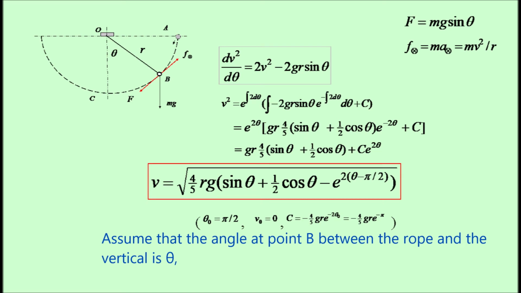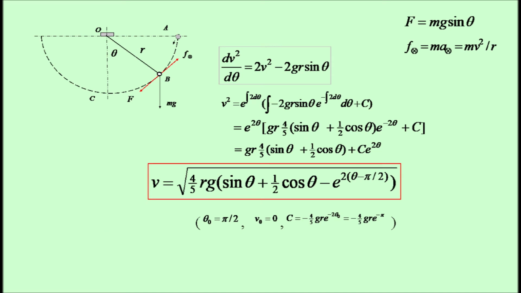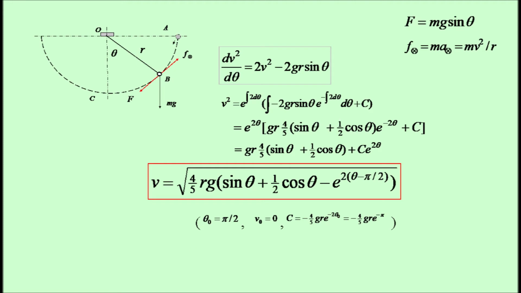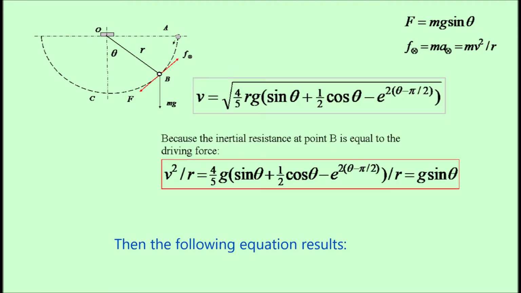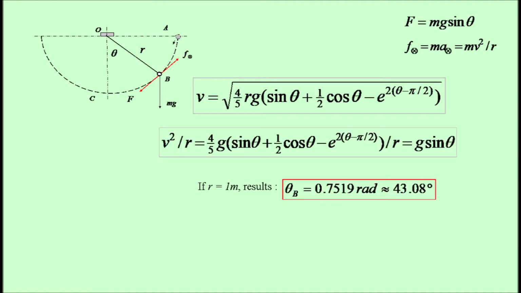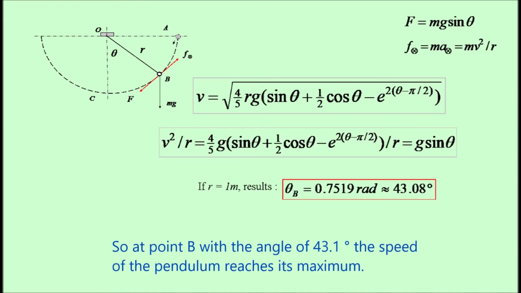Assume that the angle at point B between the rope and the vertical is theta, at which the inertial resistance is exactly as great as the driving force F. Then the following equation results. Assuming the radius r is 1 meter, this equation gives the result. So at point B with the angle of 43.1 degrees the speed of the pendulum reaches its maximum.